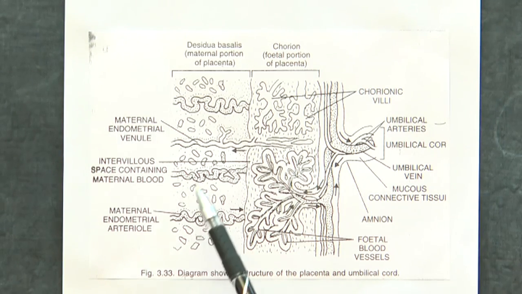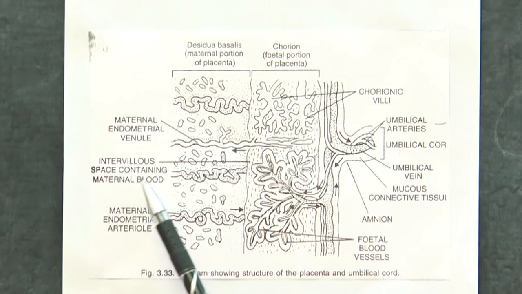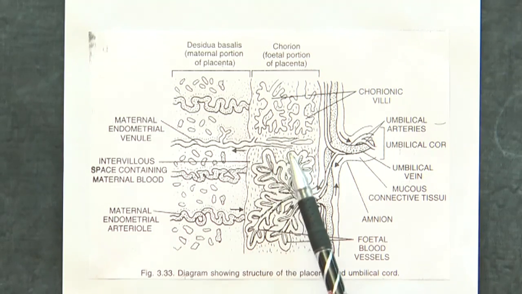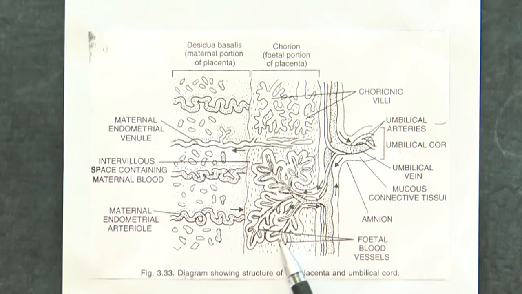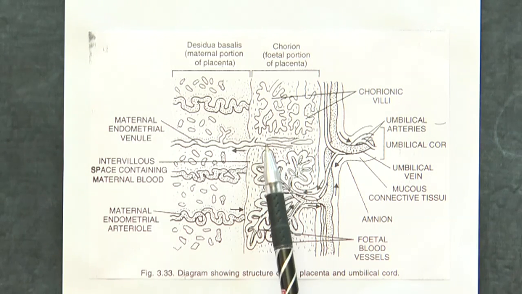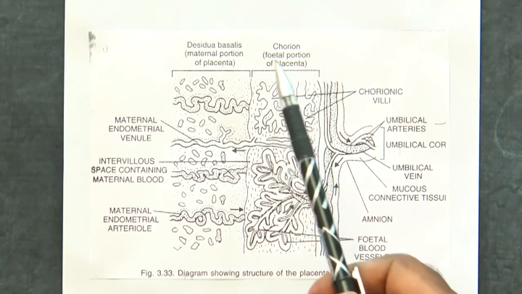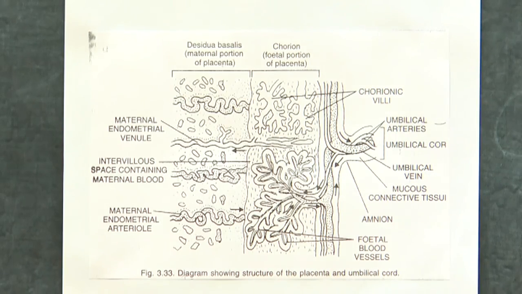And then this shows the intervillous space containing the maternal blood. So the villi are bathed in the blood of the mother. And this shows the maternal endometrial venule, which takes out the waste materials. So that's the maternal part.